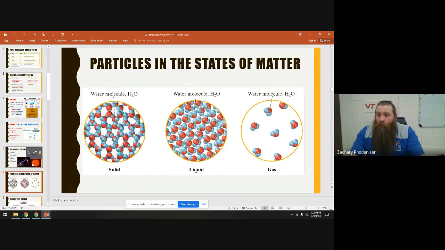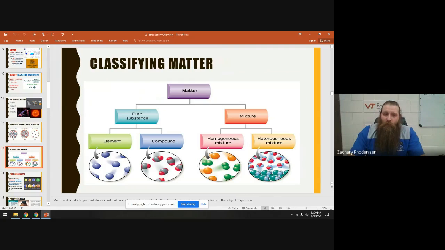Not only do we want to be able to describe it, we also want to be able to classify it. So we can put matter into 2 basic categories. Matter is either a pure substance or a mixture. We can then further break those down. So in the next couple of slides, we'll look at that, but we want to make sure we can classify matter. We want to be able to describe how it moves, as a fixed shape or a fluid shape, something like that. We also want to be able to classify it. So let's look at that.